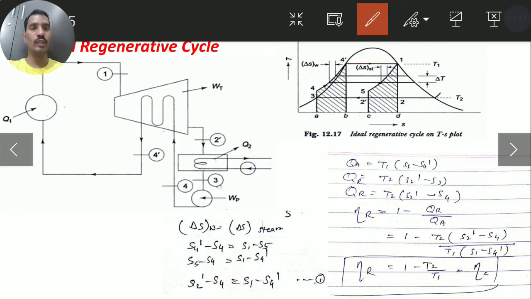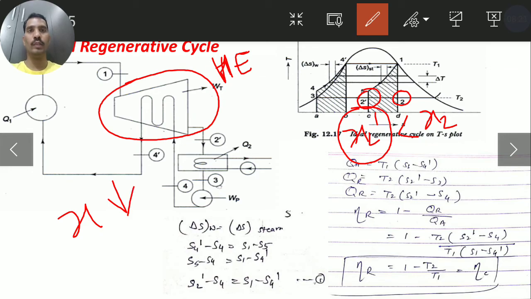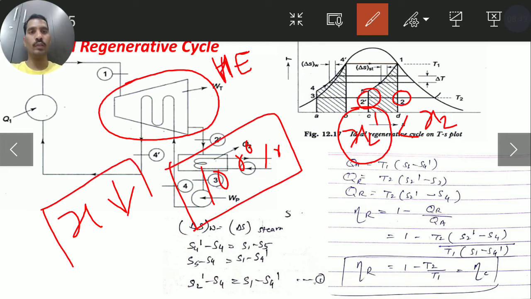But it has some limitations. Which are the limitations? You cannot manufacture a turbine which will act as a 100% efficient heat exchanger. That is one thing. Another thing, if it is not an ideal regenerative cycle, then at point 2 we will have dryness fraction x2, but because of the ideal regenerative cycle, at the exit of the turbine we get dryness fraction x2 dash, which is less than x2, meaning the dryness fraction decreases during this process. So 3 limitations are there: a 100% efficient heat exchanger is not possible, the dryness fraction decreases, and third, the manufacturing limitations of a turbine which will act as a heat exchanger.